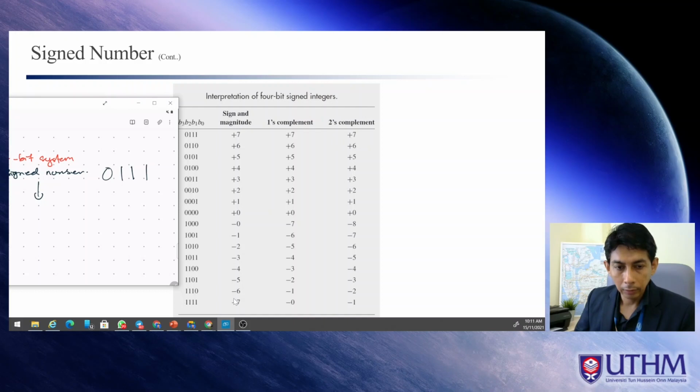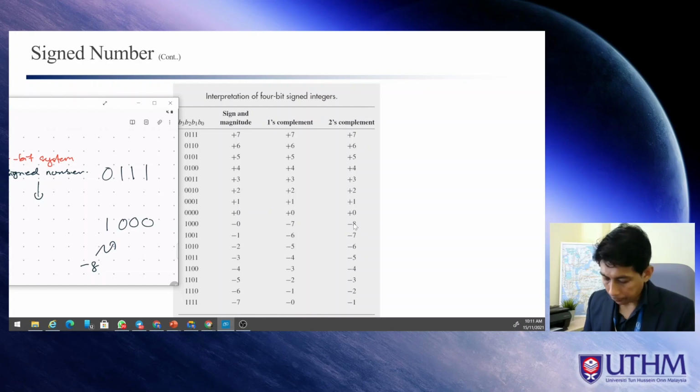And for the negative side, the smallest number that you can represent using a 4-bit system is 1000, which is minus 8 in decimal. Right, and 1111 is actually minus 1, and the minimum is minus 8.